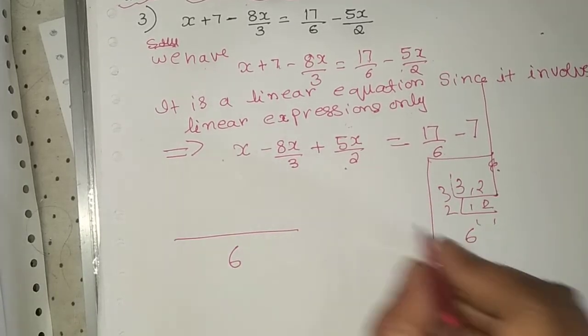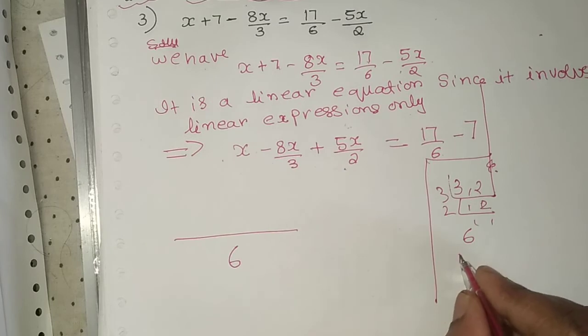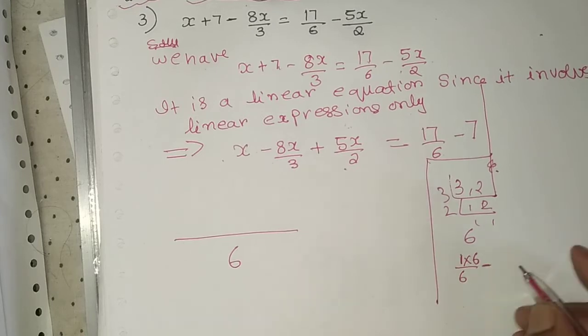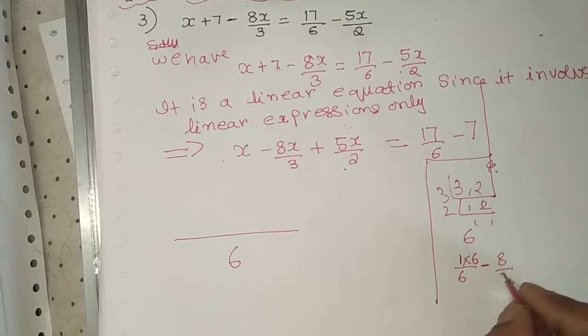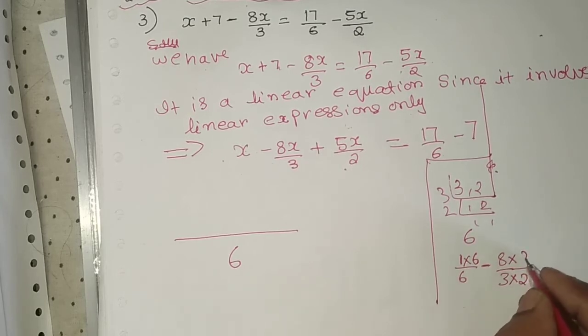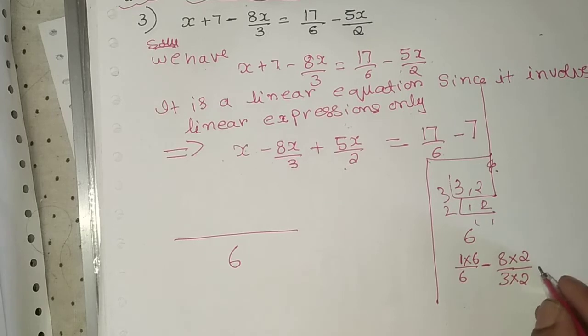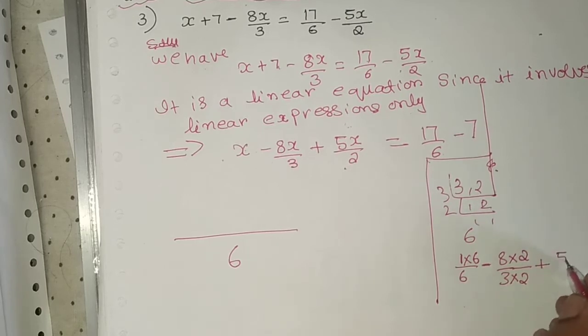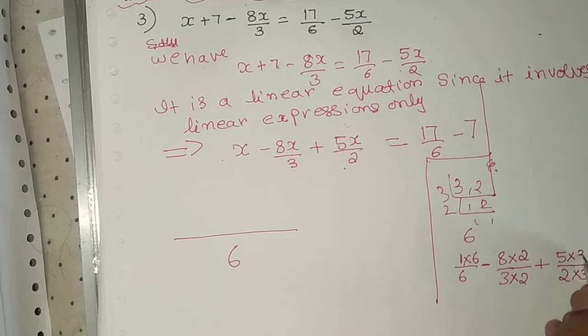For this, first we take this 1 is there, 1 by 6. Therefore, I will multiply the numerator also by 6. Minus 8 by 3 is there. How to make this 6? Just multiply by 2, 3 twos are 6. Then here also, you multiply by 2. Next, plus 5 by 2 is there. What we do, 2 into 3 will be 6. So, multiply 5 by 3.